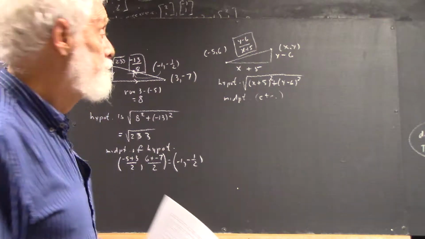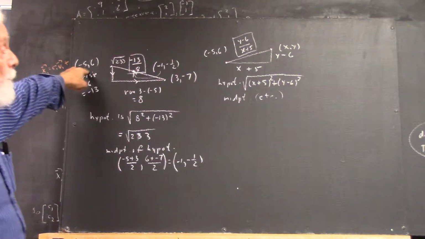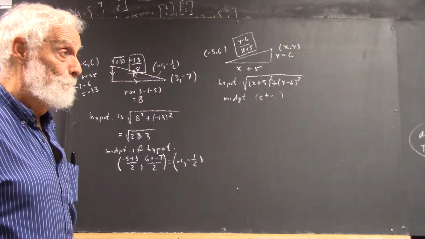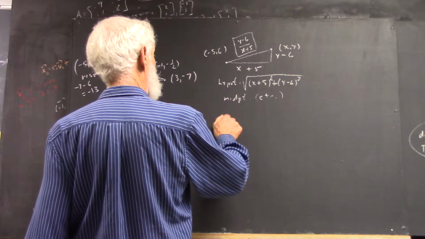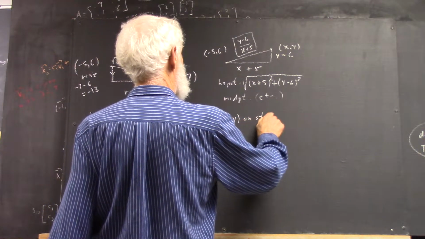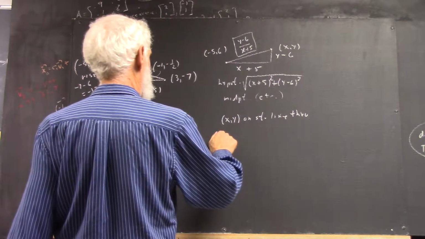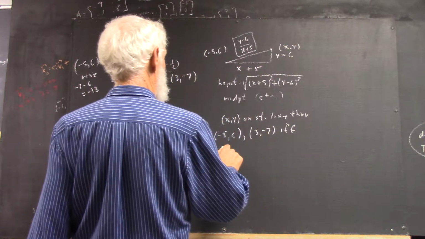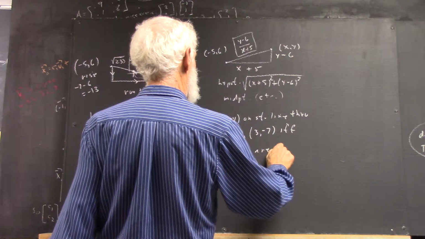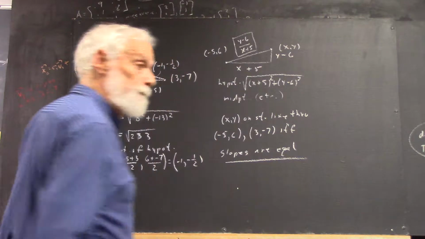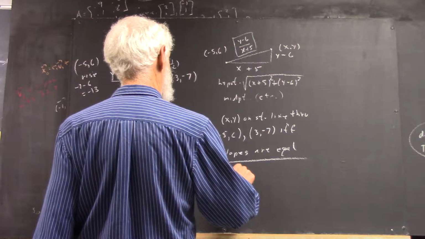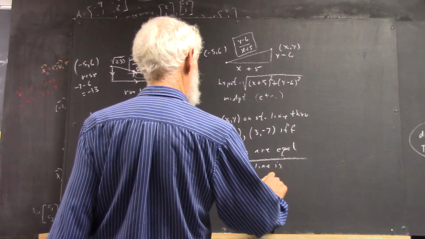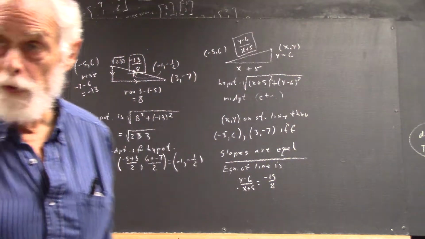I'll digress. This point is the same as this point, right? So if the slope from here to xy is the same as the slope from here to here, then xy is on the straight line, right? So I'm just going to comment. This isn't part of the first question, but it comes up later. That's true if and only if the slopes are equal. So the equation of the line is y minus 6 over x plus 5 equals negative 13 over 8. Put it in slope-intercept form if you like by solving for y.